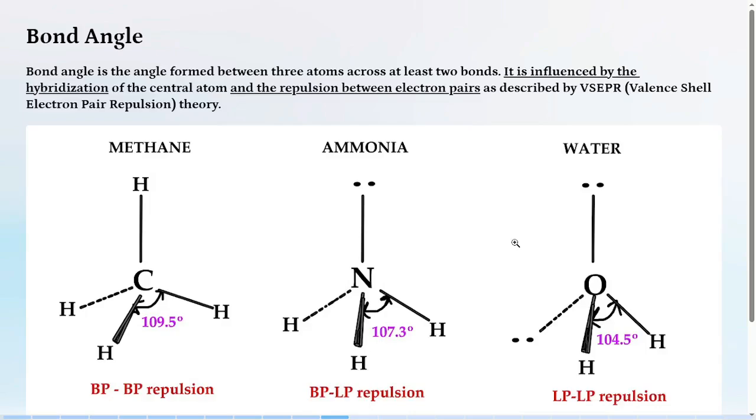So from this diagram, when you talk about bond angle, I mentioned here that it is influenced by the hybridization, the type of hybridization of the center atom. Another thing that affects the bond angle is also the repulsion between the electron pairs.